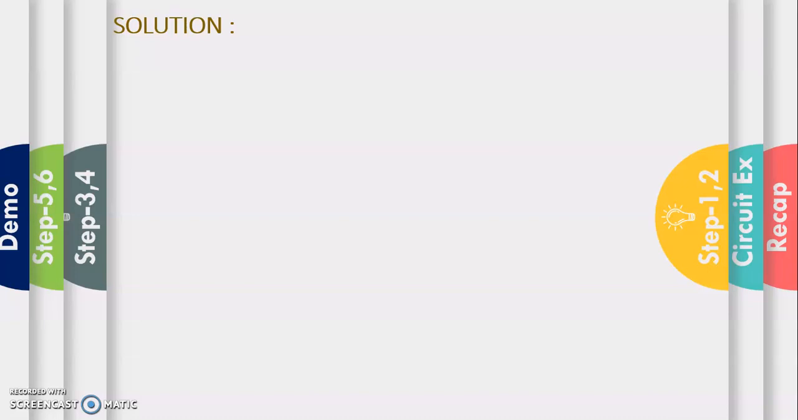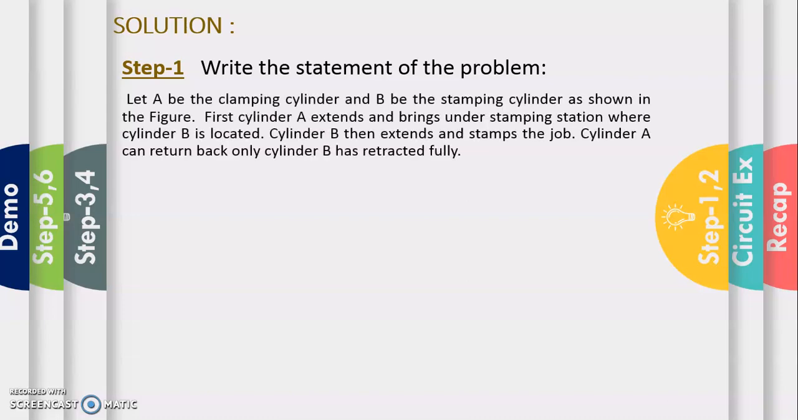Next slide. Whenever we are going to do this activity using pneumatic circuit analysis, I go with the 6 step operations. Step 1 is you have to write the statement of the problem. So the statement states that you have two cylinders, one is cylinder A and another one is cylinder B. Cylinder A is used for clamping the soap, and cylinder B is used for stamping the soap, either the logo or the name or the brand name.